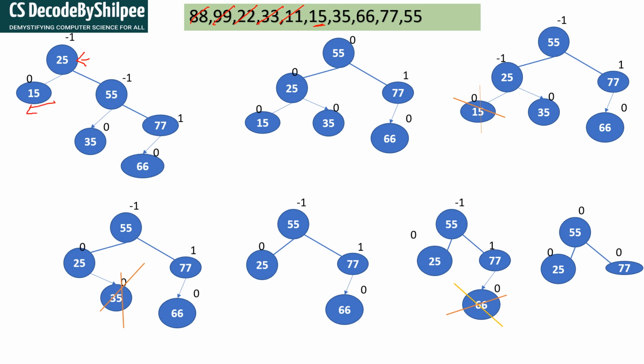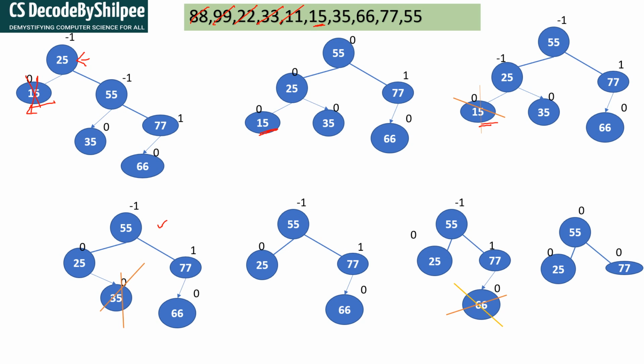So now if you delete 15, check which situation it is. Is 15 having 0 children, 1 child, or 2 children? It has 0 children, so we simply delete it. I delete the 15 here, and after the deletion I got this tree. After the deletion of the 15, I calculate the balance factor.